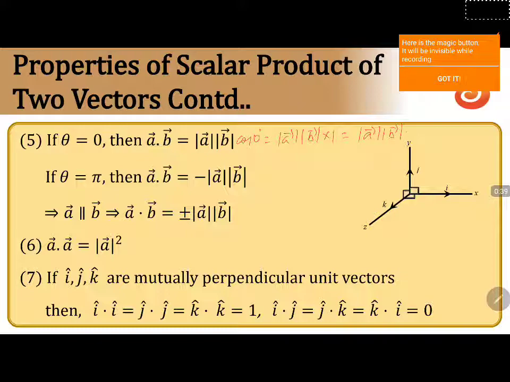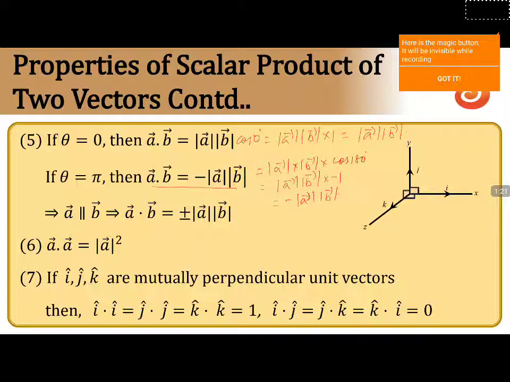And same thing, suppose the angle between the two vectors is equal to 180 degrees, say pi. Then A dot B is equal to magnitude of A into magnitude of B into cos of 180 degrees. Cos 180 becomes how much? Minus 1. So magnitude of A into magnitude of B into minus 1. So A dot B is equal to minus of magnitude of A into magnitude of B.